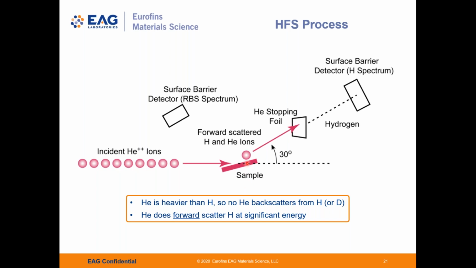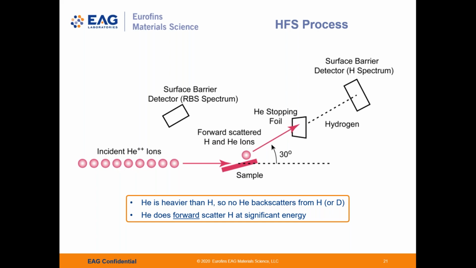Only in the most fragile films, mainly low-k dielectrics, for example, does H loss from the sample due to the ion beam become an issue. We mitigate this issue by reducing the beam current or acquiring a series of lower doses at several regions on the sample. In the literature, this technique is also known as ERD, elastic recoil detection. So HFS is a form of ERD.